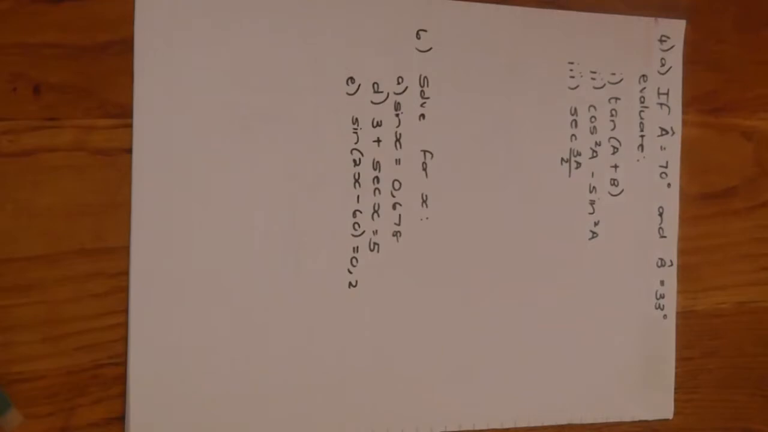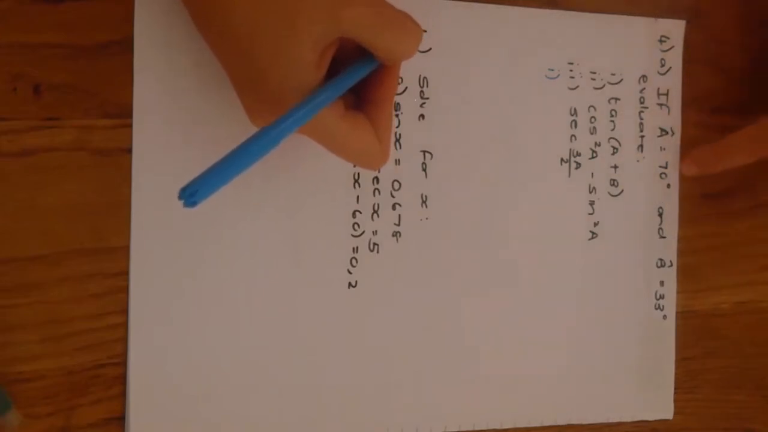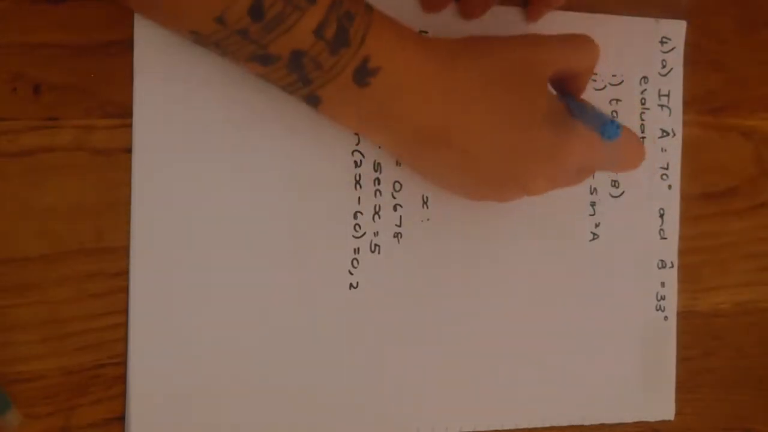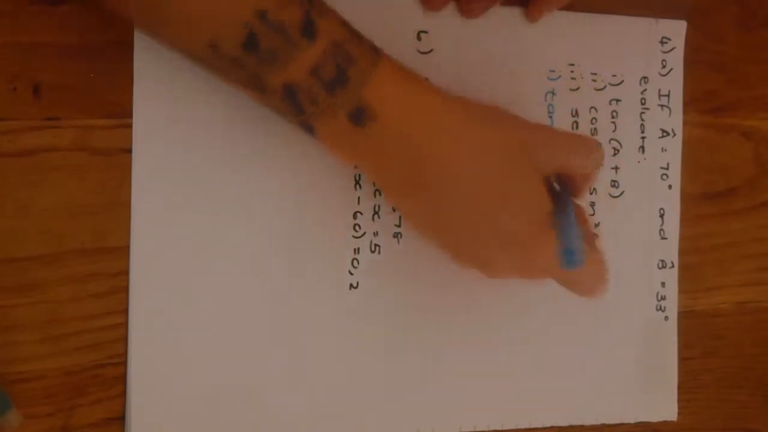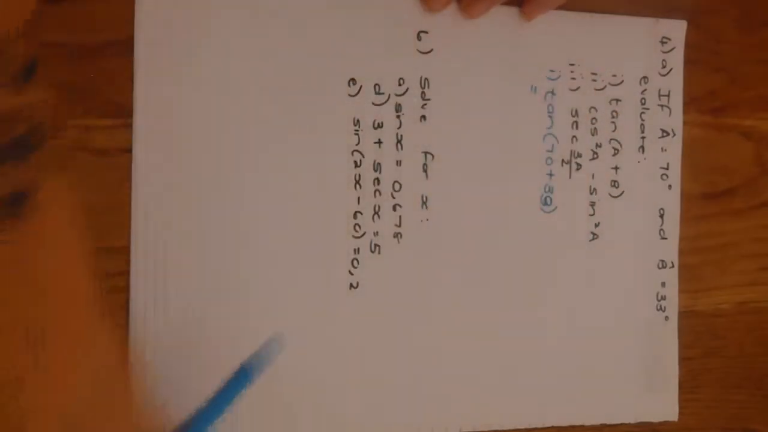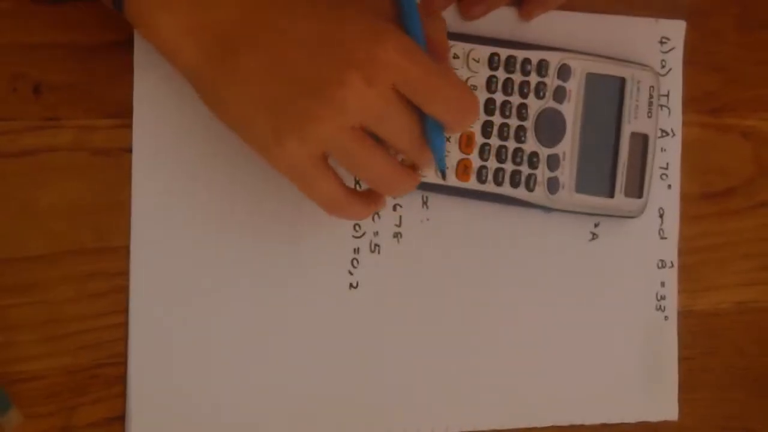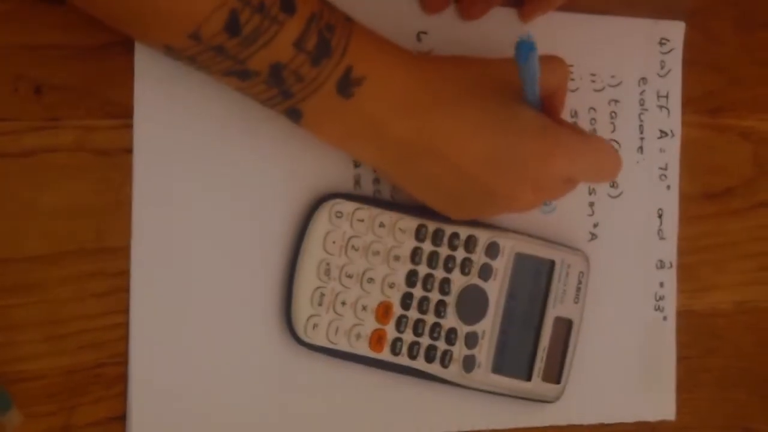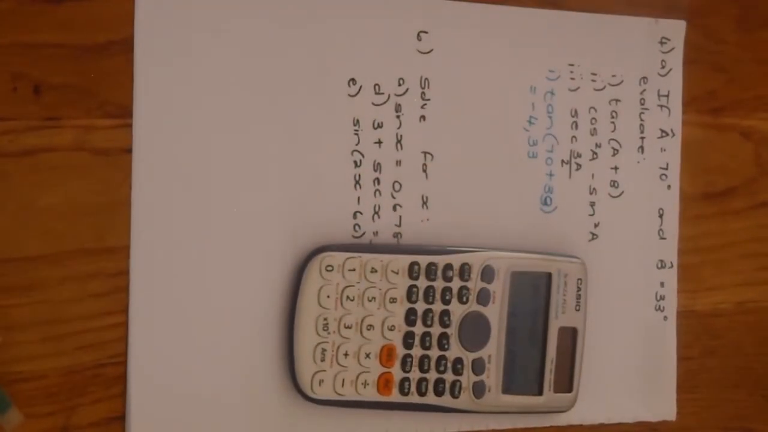If A equals 70 and B equals 33, tan of A plus B, and so on, you must work these out. This is just calculator work. It's so easy. Instead of the A, you're going to write 70. Instead of the B, you're going to write 33. So this is tan of 70 plus 33, which you can do on your calculator. Tan of 70 plus 33 is negative 4.33. That's all they want you to do. If they don't say anything about not using a calculator, you're just going to use a calculator.